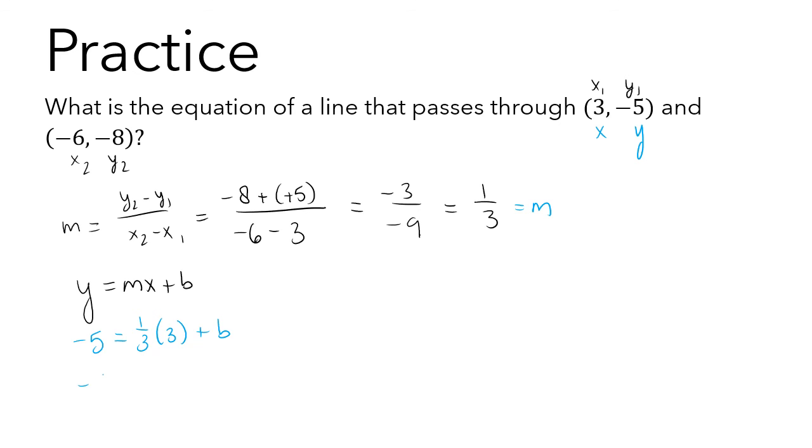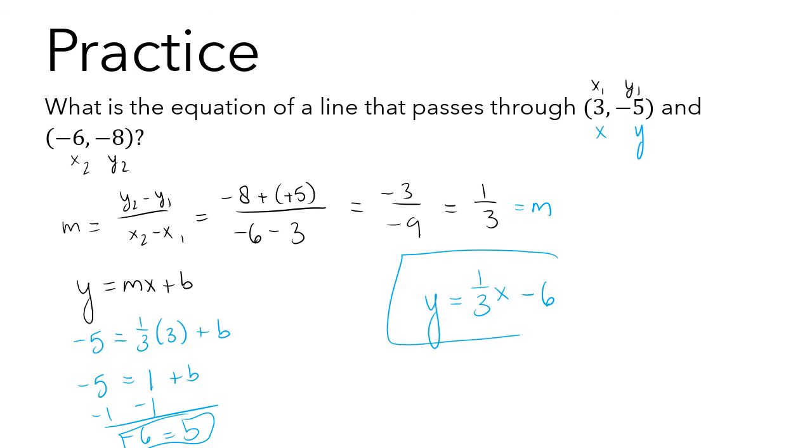b. So this becomes negative 5 equals 3 times 1/3 is 1, and then subtract 1, I see that b must be negative 6. My last step is to just write the equation, which would be y equals my slope 1/3, x minus 6, and this is my answer.